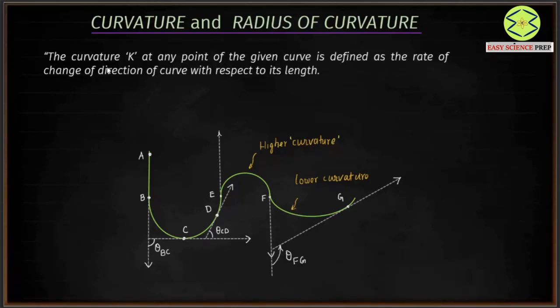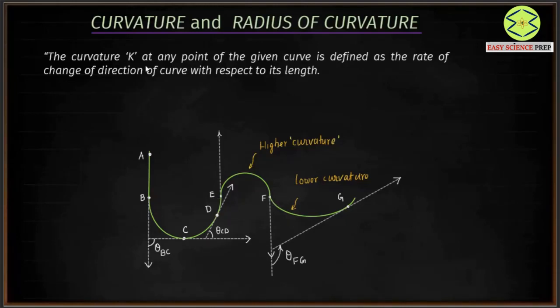So the curvature is shown by a capital letter K, and it is defined at a given point of the curve, because when we move along the curve from point to point, there is a possibility that the curvature may change. So we define curvature at a given point of the curve.